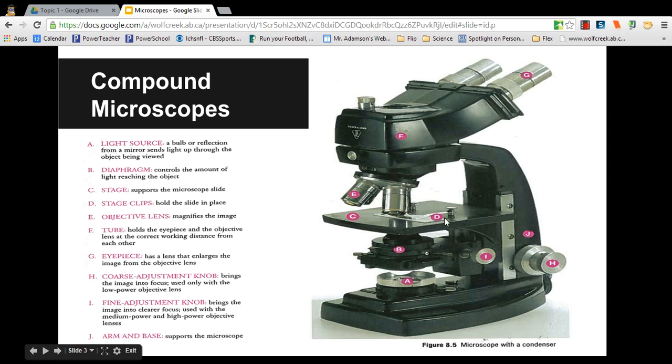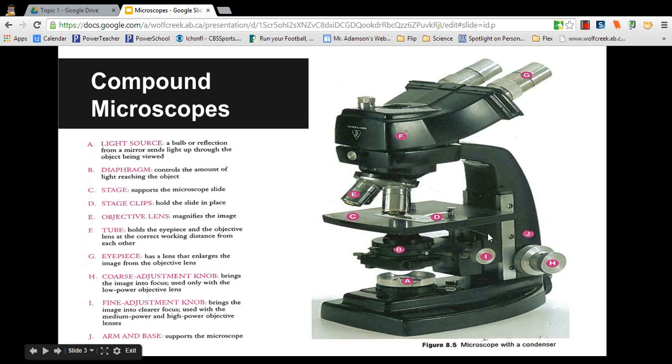If you look at F, this is the tube right up here, and it holds the eyepiece and the objective lenses at the correct working distance from each other, so you can actually see something when you're looking into it. G is the eyepiece, right up here. Some only have one, some have two; this one has two. It has a lens that enlarges the image from the objective lens, and this usually is 10 times what's actually on the slide. Now H, right over here, this is the coarse adjustment knob, and this is what moves the stage up and down, and you can physically see it move.